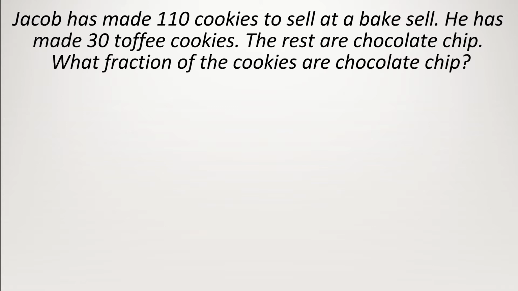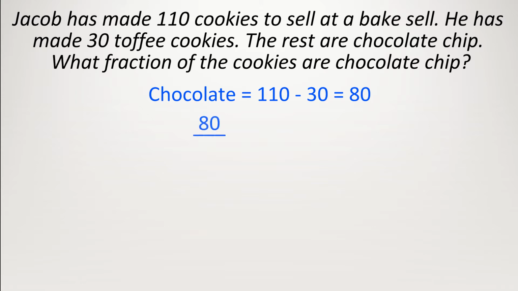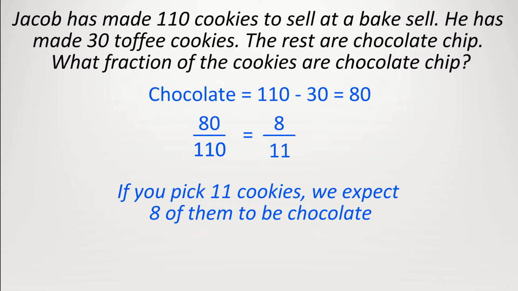In total, there are 110 cookies, but 30 of them are toffee cookies. We get rid of this because we care about chocolate cookies. So we do 110 minus 30 equals 80, but it is 80 out of what? It is always out of the total. 80 over 110. Simplify this fraction because both are in what times table? The 10 times table. That means you divide top and bottom by 10 and we've got it. The fraction is 8 over 11. What does this mean? Out of every 11 cookies, 8 of them are chocolate.